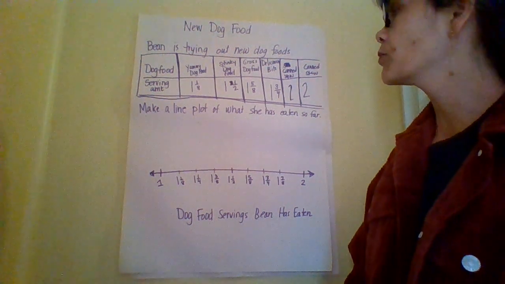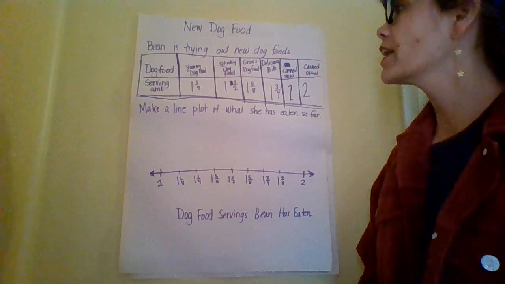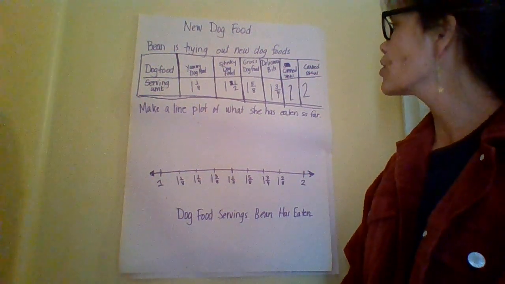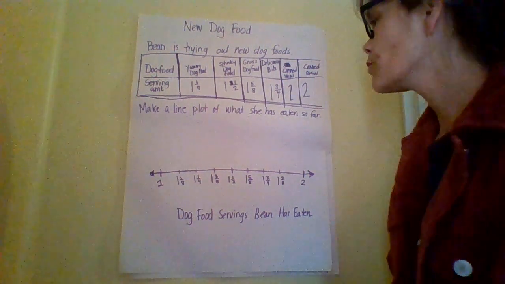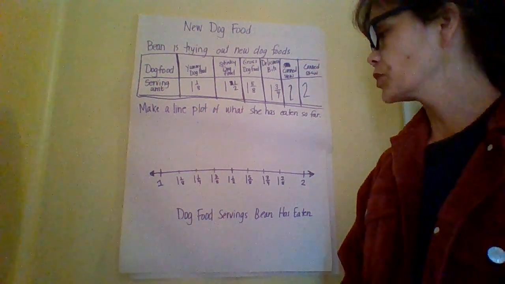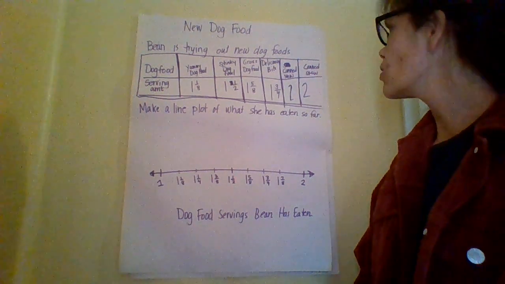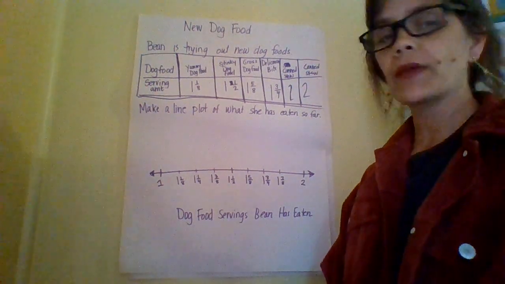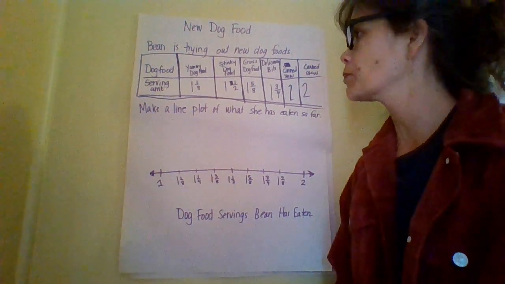actually over a little period of time here, not just 1 week. And Bean has tried a serving size of a variety of dog foods. And the first thing that I am going to do is take all of the information about Bean's servings of dog food and make it into a line plot.